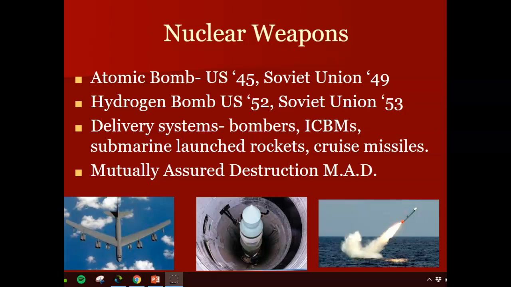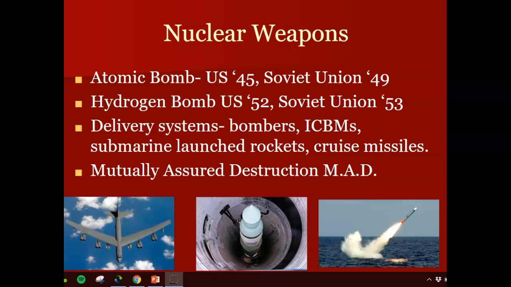There were intercontinental ballistic missiles, ICBMs. That's the middle thing that you see there. It looks very much like a rocket that you might launch to the moon, but instead of going to the moon, it goes up into the atmosphere, comes down, and drops up to about 10 different warheads on different parts of a country. There were also submarine-launched rockets, and there were also cruise missiles. All of these were different ways of delivering the deadly cargo of the hydrogen bomb.